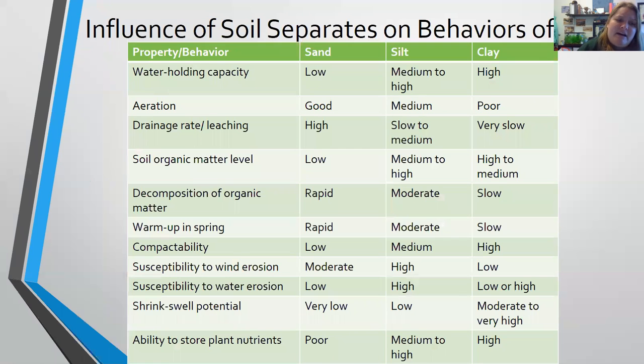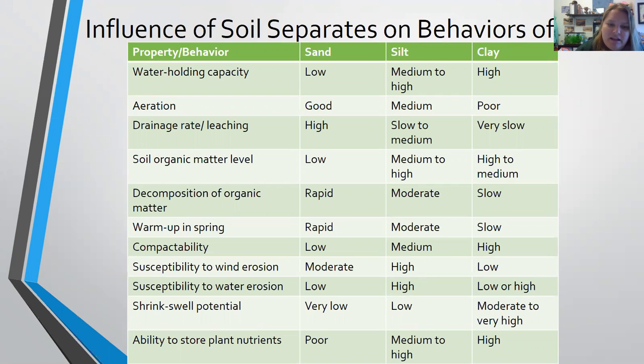And again, this is out of your textbook too. I just typed it into my own table, comparing sand, silt, and clay. Remembering that sand would have the lowest surface area, silt would be in the middle, and then clay would have the highest surface area. You can see some differences in the behaviors of the soils as far as aeration, the ability to drain water or the ability to hold water, erosion issues, ability to store plant nutrients.